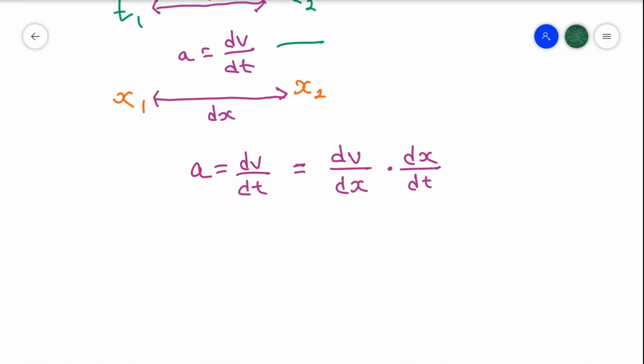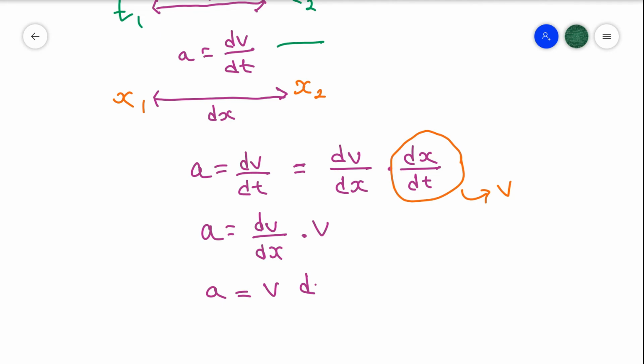So we know that dx over dt is the change in displacement over the change in time. So that is nothing but velocity, isn't it? Change in displacement over change in time is velocity v. So now I can write my acceleration as dv over dx times velocity, which is v dv over dx.